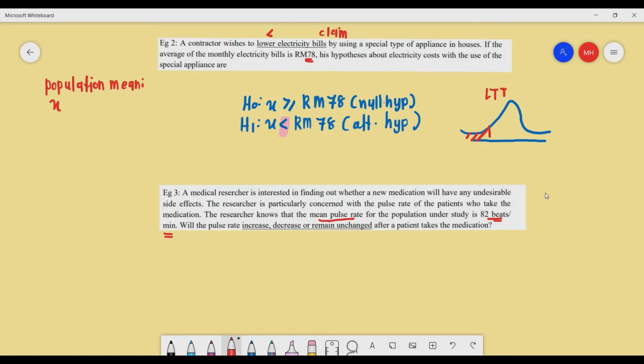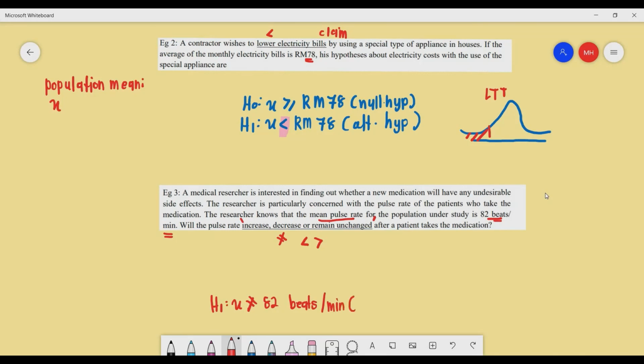Will the pulse rate increase, decrease, or remain unchanged after a patient takes the medication? Therefore, the claim here states that the pulse rate will increase, decrease, or remain unchanged. This is something that the researcher is not sure about. So this is not equal. It can be slightly lower, slightly greater, right? Therefore, it is not equal. So the claim will be H1, mu not equal to 82 beats per minute.